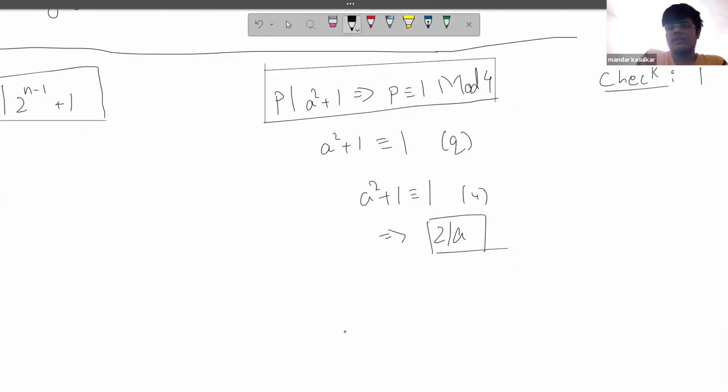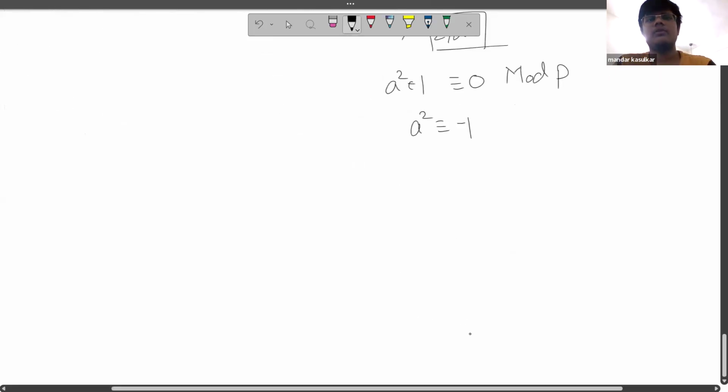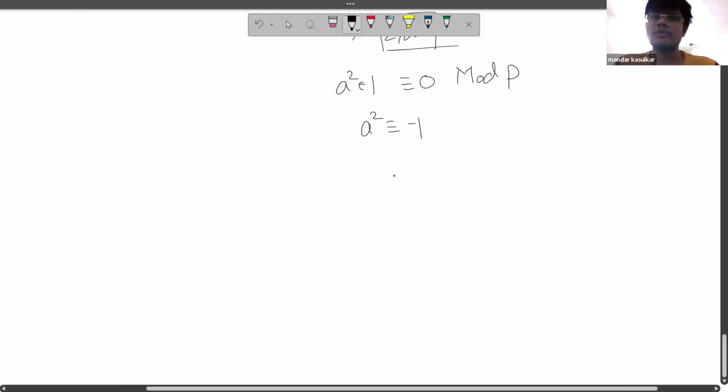Okay, so I'll tell you people, I suppose. We are given that a squared plus 1 is congruent to 0 modulo p. So a squared is congruent to negative 1. What I do now is raise both sides to (p minus 1) by 2.